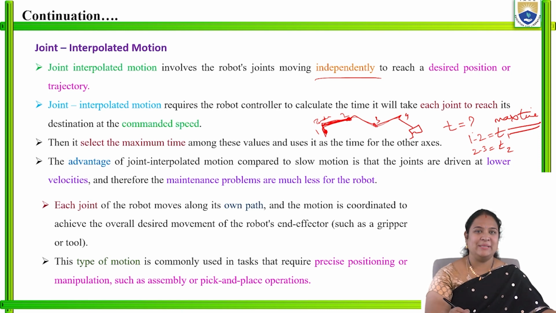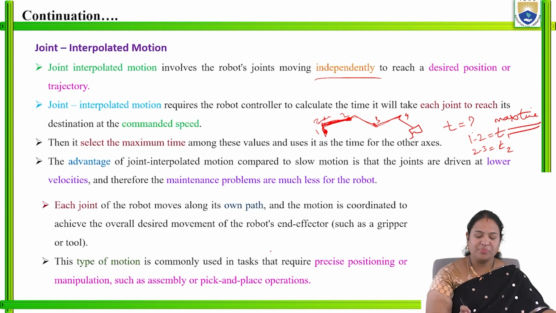As I've told you, it is independent. Each joint is independent and it moves independently according to the movement of the robot. So each joint of the robot has its own path, and the motion is coordinated to achieve the overall desired movement of the robot's end effector.